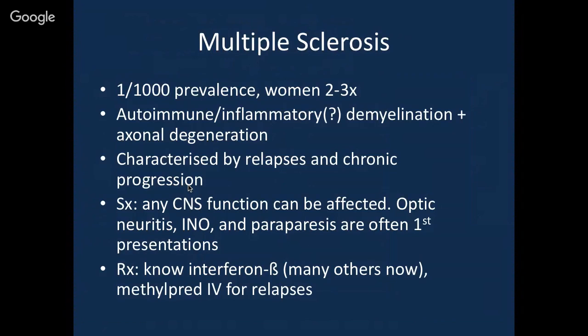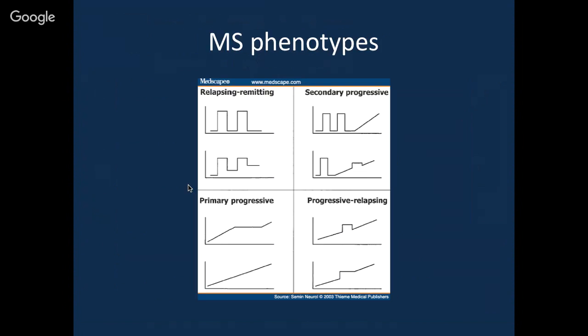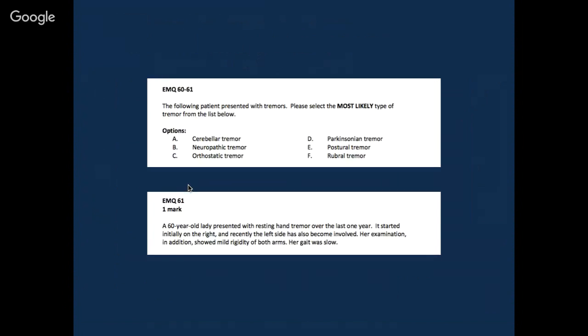You should know that interferons is one of the treatments, and they do ask this. For your exams, it's an autoimmune and/or inflammatory demyelination and axonal degeneration as well. And there's lots of different phenotypes with relapses and progression of disease.